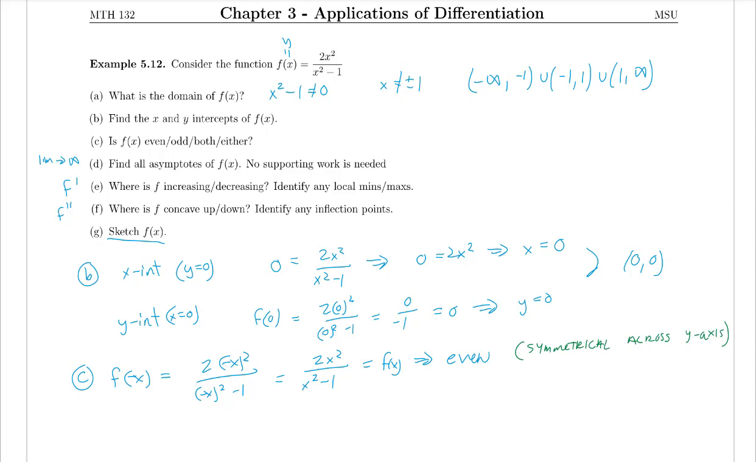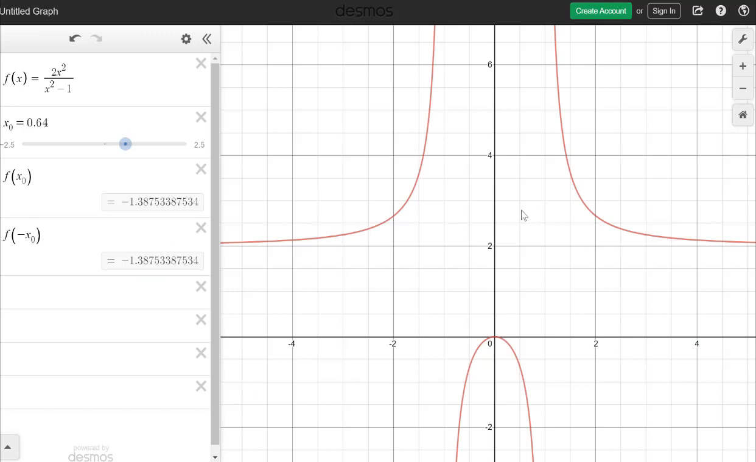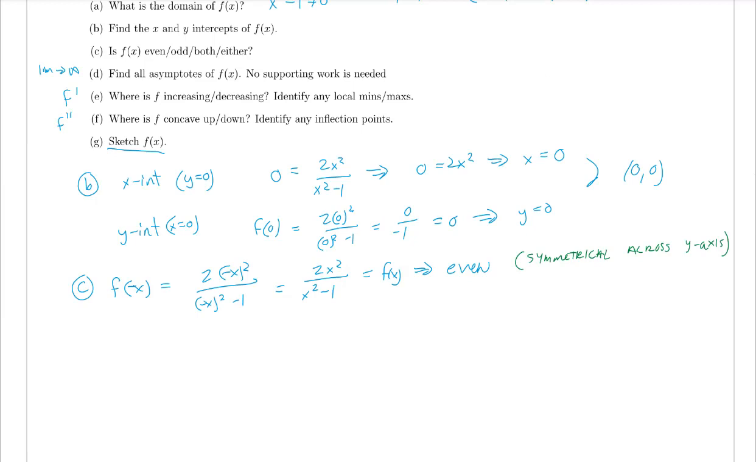Let's take a look at that. So here's a graph of our function, and we can see that it has that shape where it's symmetrical across the y-axis. So it is even, and it does go through that point (0, 0) like we found. Before we ruin the fun, let's hop back to the equation side of things.